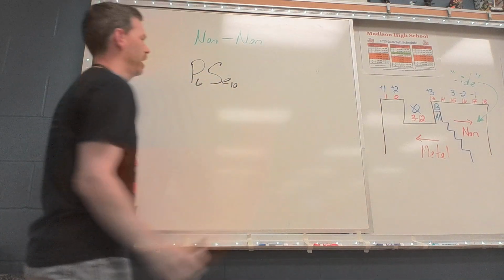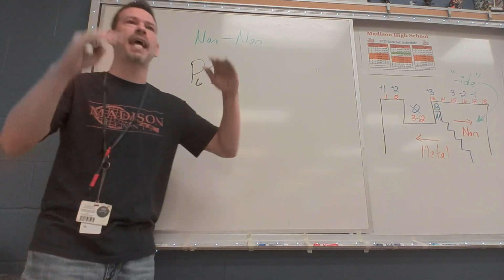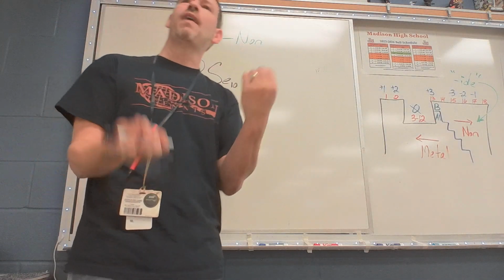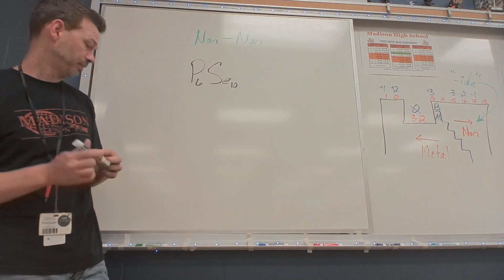Do y'all agree or disagree? It's perfect, right? And there's no reduction, right? 6 and 10, we don't drop it to 3 and 5. Ionics has a reduction rule. Covalent doesn't. It's one of the fun things that you've got to keep straight in your mind.